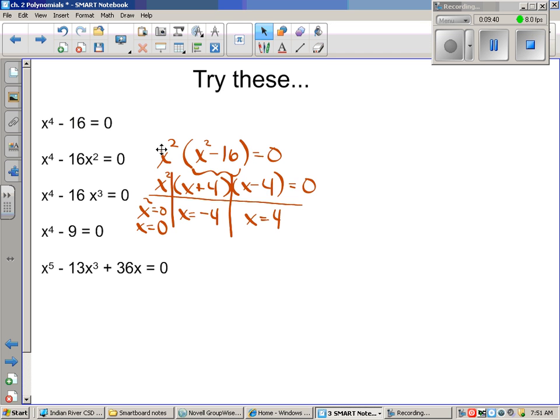Good. All right, the next one. I'm going to actually do this one over here to the right. X to the 4th minus 16x cubed. What do you know about that one?